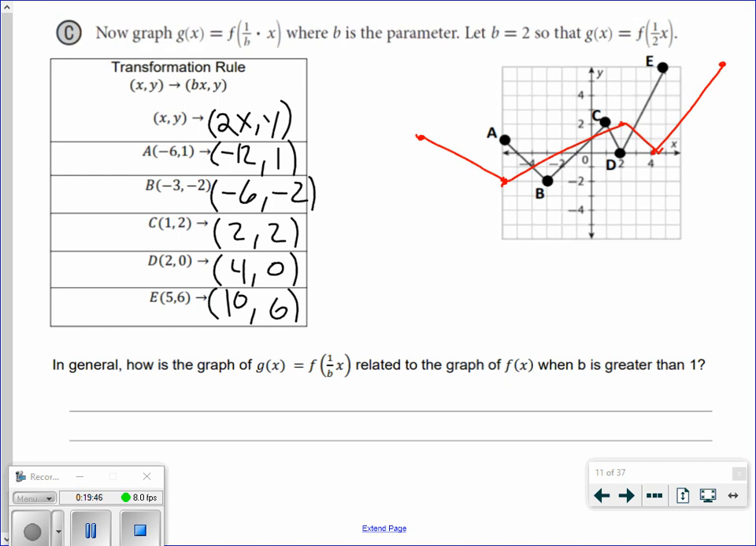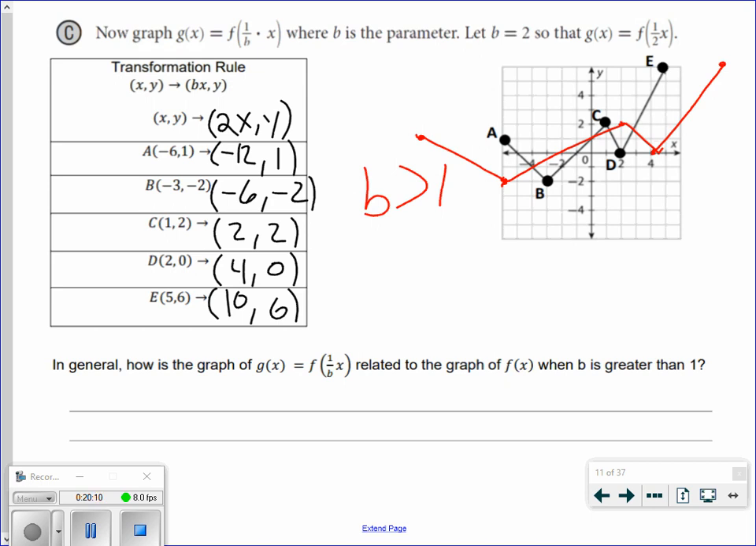when you have a b value of 2, or you have a b value greater than 1, you're taking the graph and you're stretching it horizontally. You're taking it further away from y, or further away from 0, because when you multiply any number by a number greater than 1, like 2, 3, 4, 5, like I said before, you get further away from 0. All right, so that's what's happening. You're stretching out the graph.